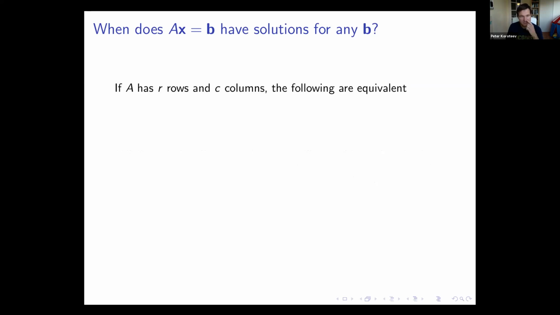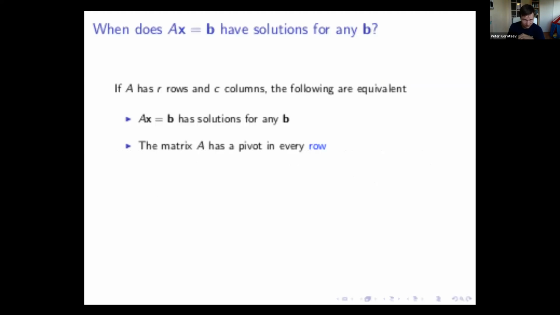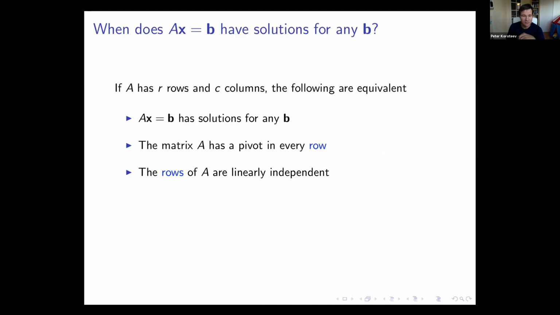Now, just to summarize, if A has R rows and C columns, the following statements are equivalent. The inhomogeneous equation Ax equals b has solutions for any b. Matrix A has a pivot in every row. The rows of A are linearly independent. And the columns of A span the vector space R^R. Okay. I'm going to pause for a second and let you look at those statements so that they sink in.